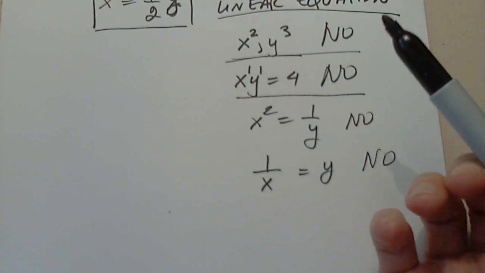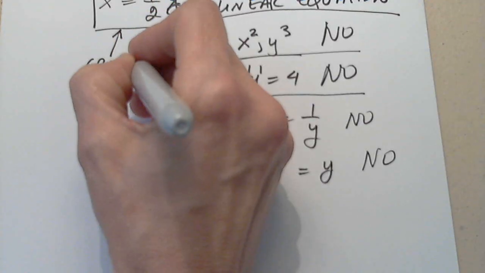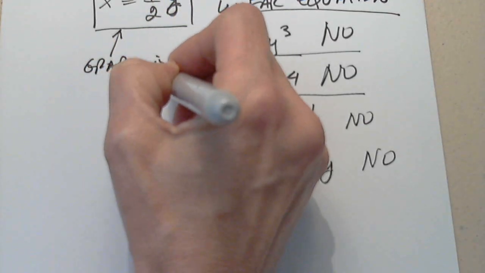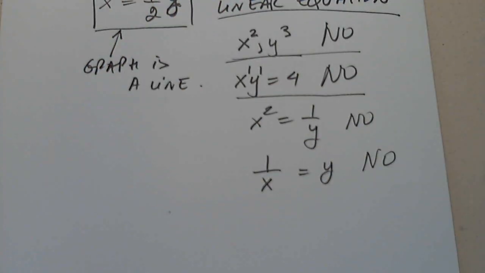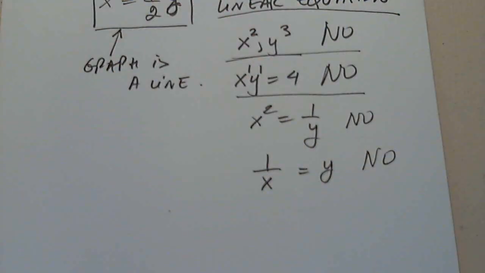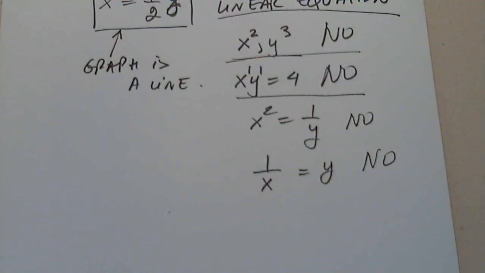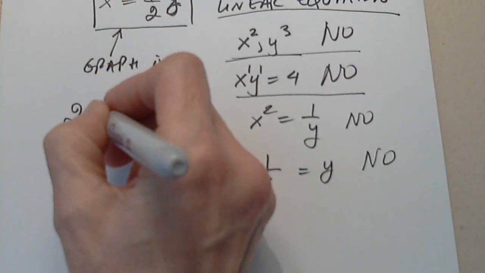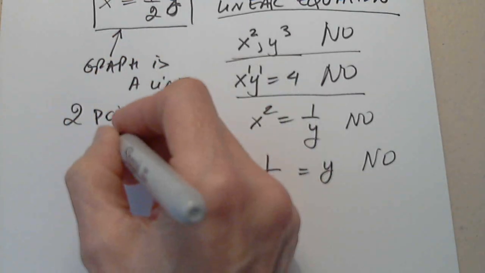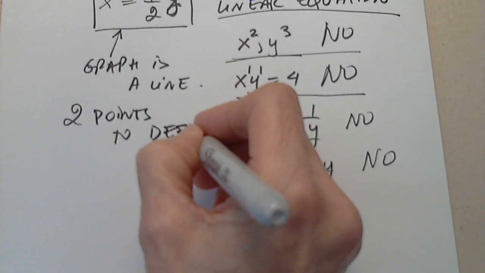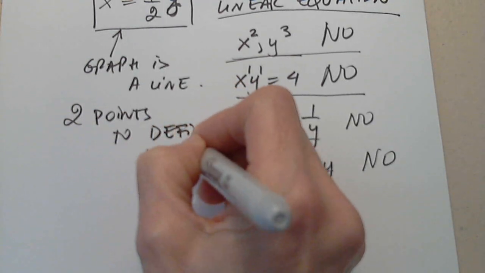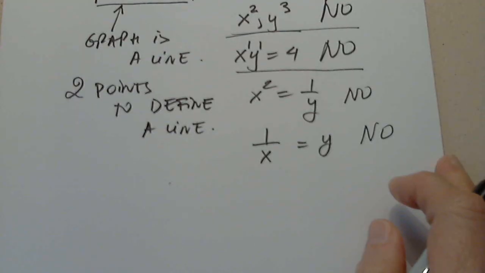Now, what is so important about linear equations? Well, the graph is a line. That's why it's so important to identify it. Now, we only need 2 points to define a line. 2 points are required to define a line.